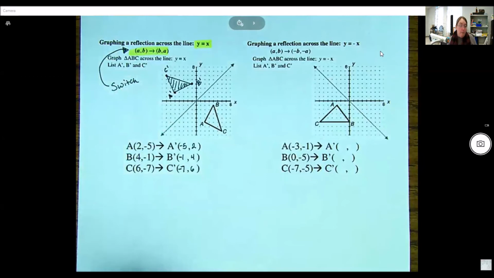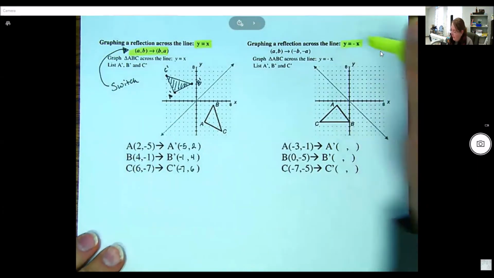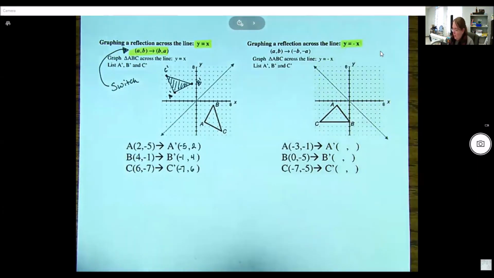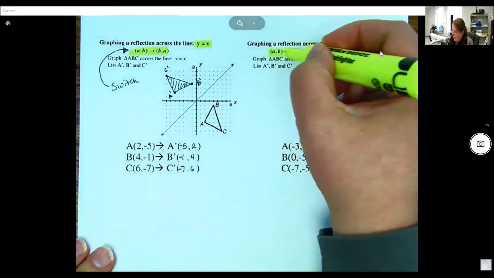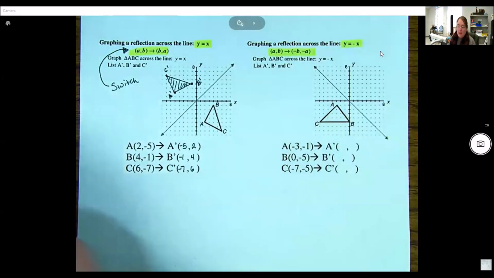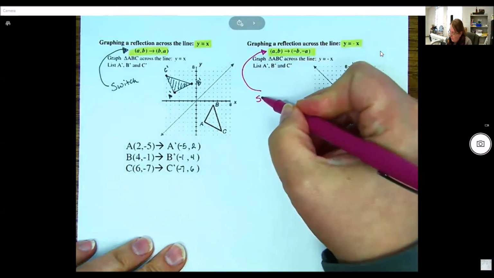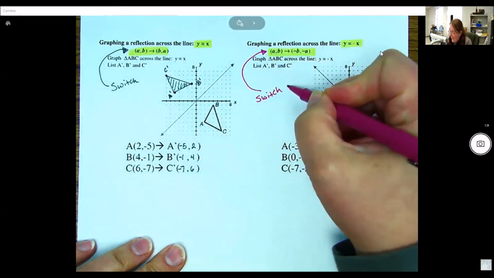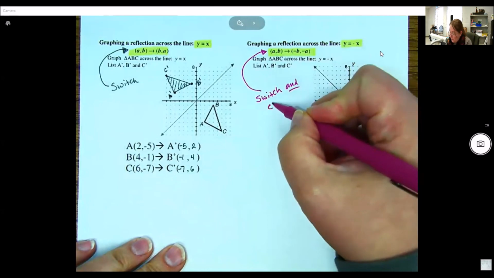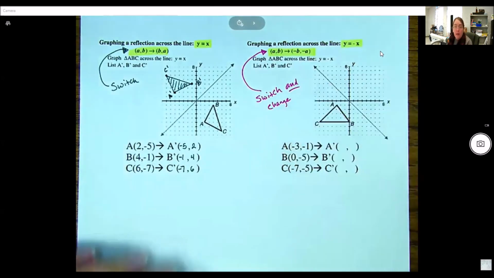And there's our new shape. Let's try this again, but this time let's try reflecting across the line y = -x. Notice this time my line of reflection has a negative slope. The rule this time is (a, b) becomes (-b, -a). So we're actually going to do 2 things here. We are going to switch just like we did before, and we are going to change the sign.